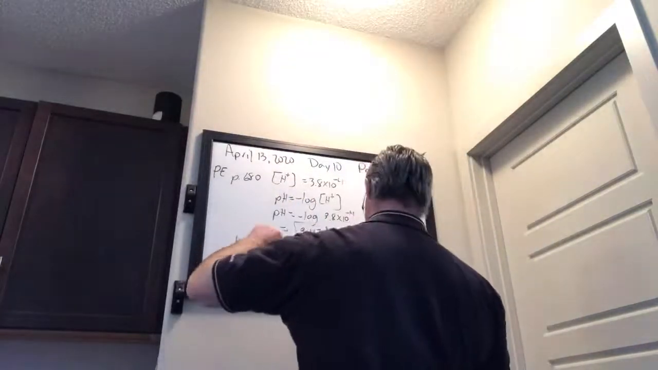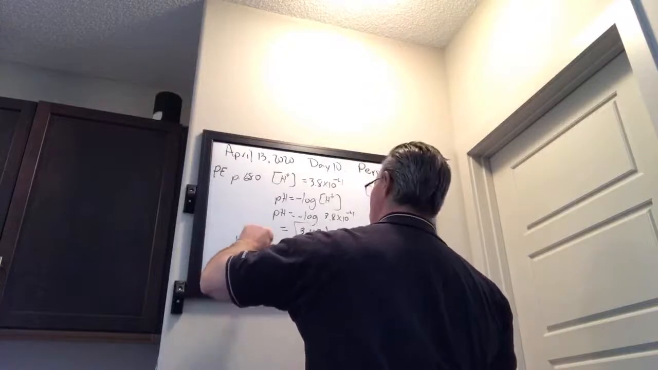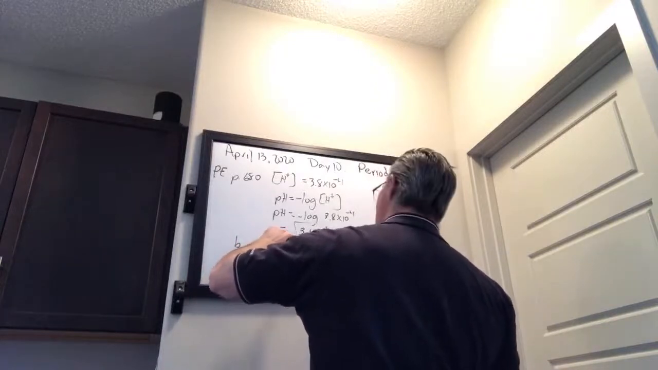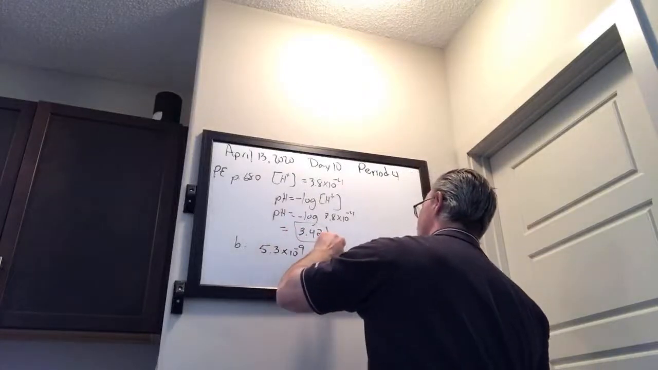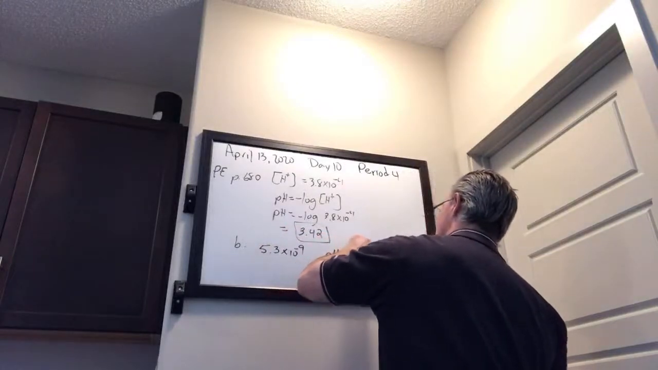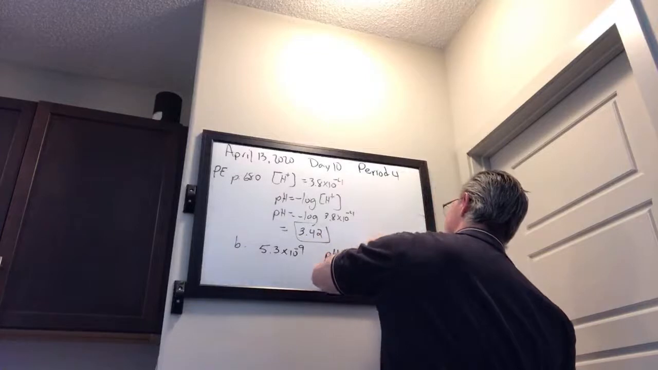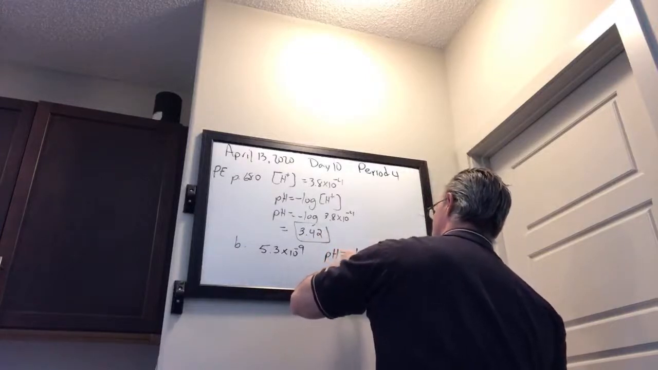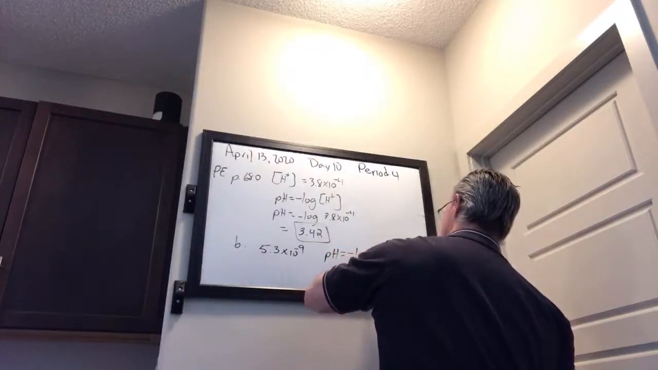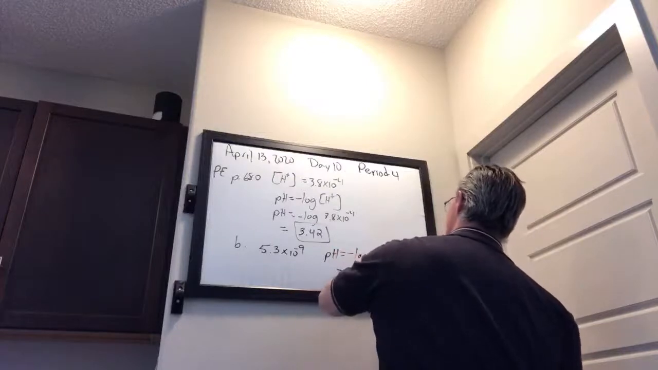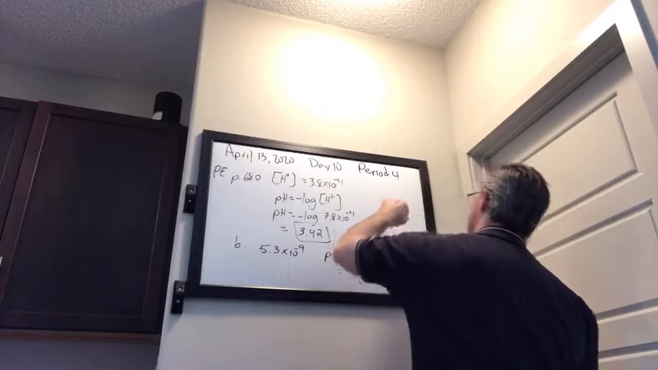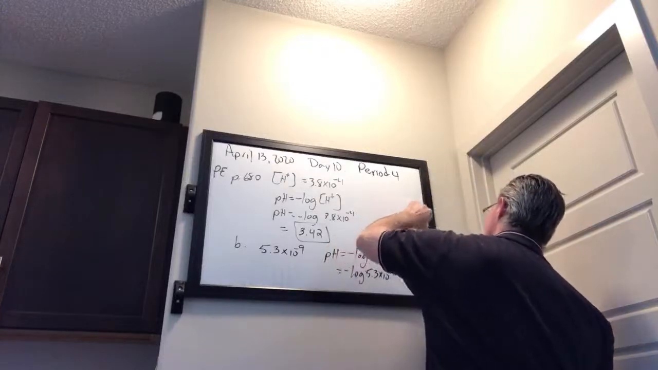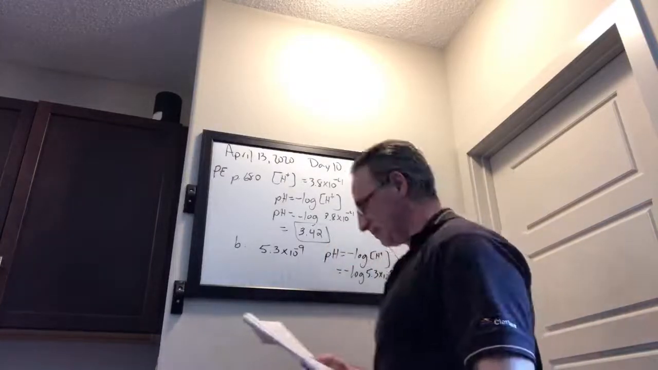Second question, they ask you what the pH is if your H plus concentration equals 5.3 times 10 to the negative 9. Again, you enter it into the pH equation. pH equals negative log of H plus concentration. Enter that in. You get negative log of 5.3 times 10 to the negative 9. The answer is 8.28. So that's a basic pH, higher than 7.